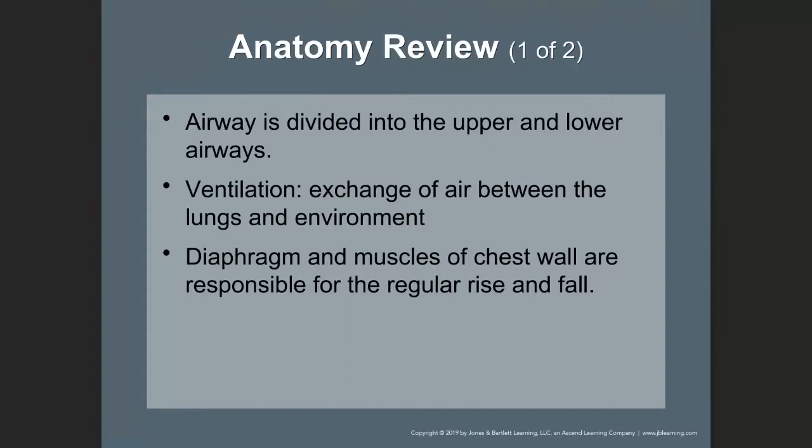Anatomy review of the airway. The airway is divided into upper and lower airways. Ventilation is the exchange of air between the lungs and the environment, so it's the mechanical action of breathing. The diaphragm and muscles of the chest wall are responsible for the regular rise and fall. The diaphragm is a skeletal muscle that is very important to the process of ventilation. If the diaphragm is damaged or not being stimulated properly, the patient's ventilation will be significantly compromised.